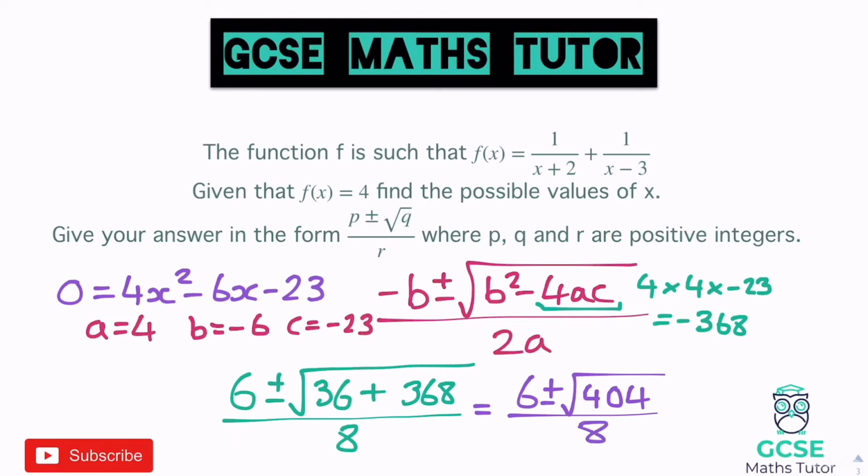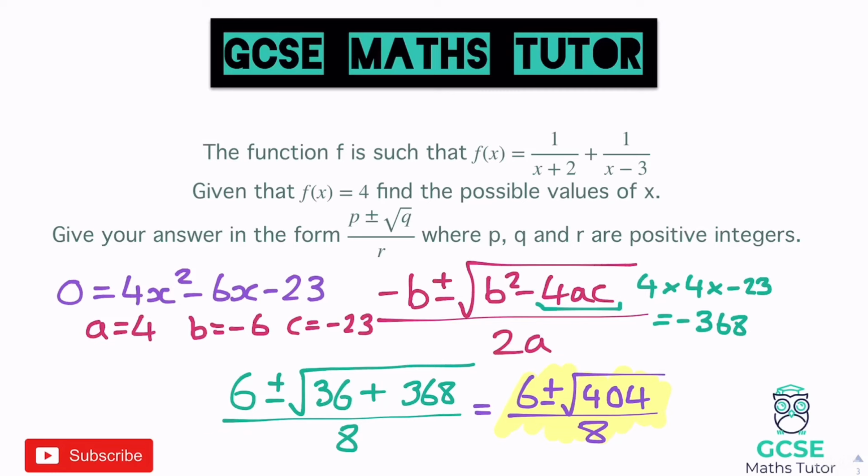Right, and there's our final answer. There we go, so we've got that in the form that it's asking for, p plus and minus root q over r, so p is 6, q is 404, and r equals 8. And that's our final answer there, in that form that it's asking for. Obviously just thinking about using the quadratic formula there, and plugging in all the pieces and simplifying it down without actually typing it in.